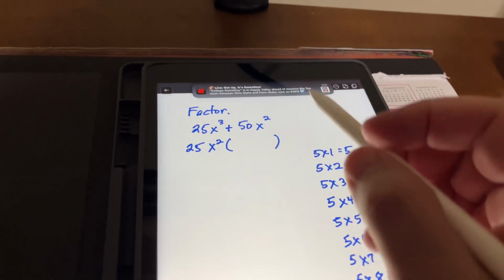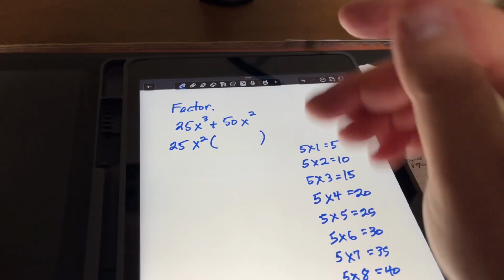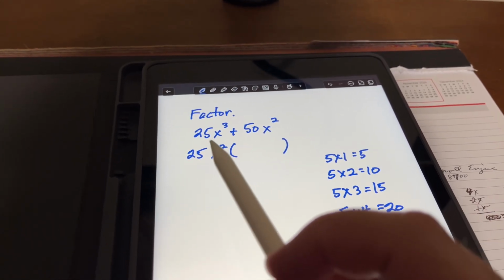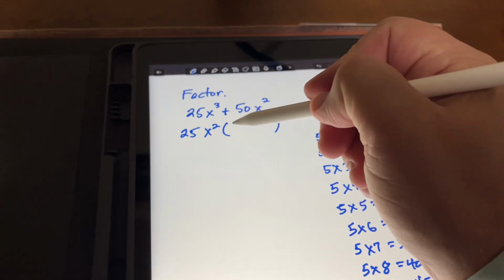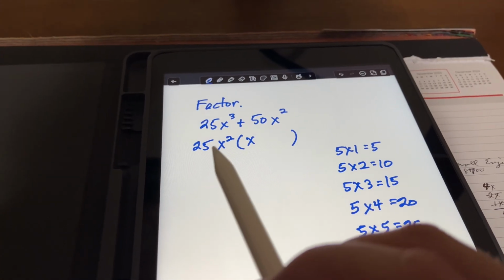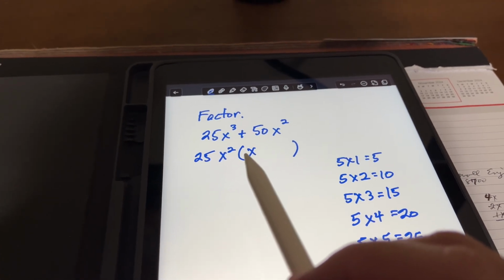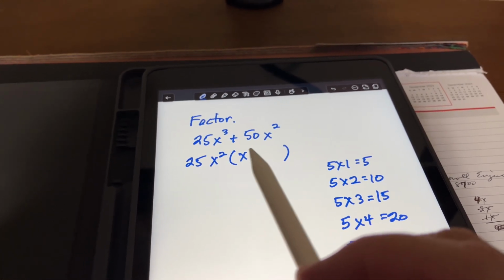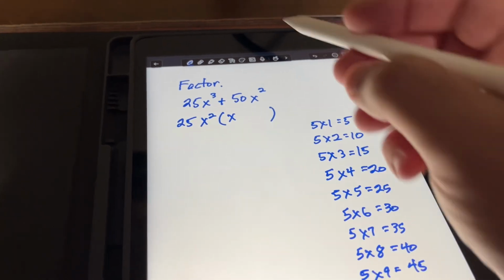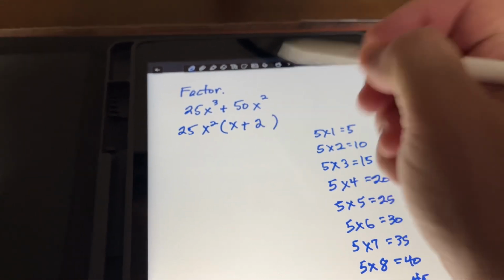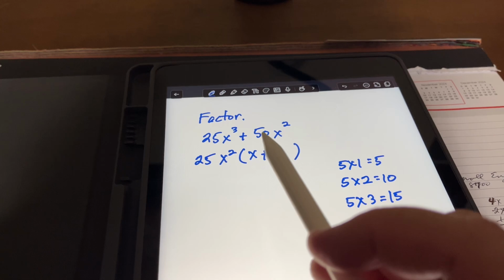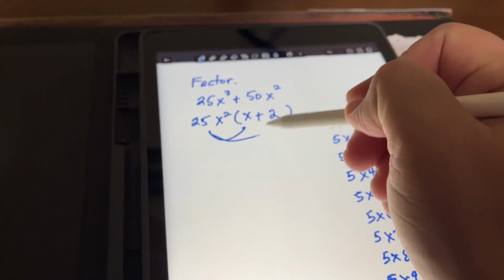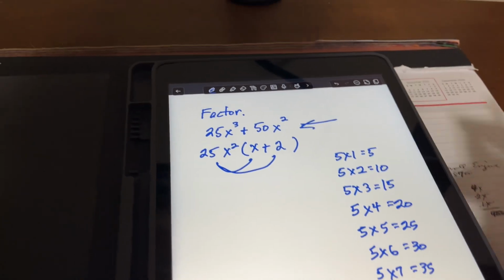Once we have the greatest common factor, we want to work backwards and say what times 25x squared would be 25x cubed. Hopefully you realize that that's x, because 25 times 1 is 25, and x squared times x is x cubed, because you add the exponents: 2 plus 1 is 3. And then over here we're going to have 2, because 25 times 2 is 50, and there's the x squared that's there. So if you were to multiply this way, you would get this.